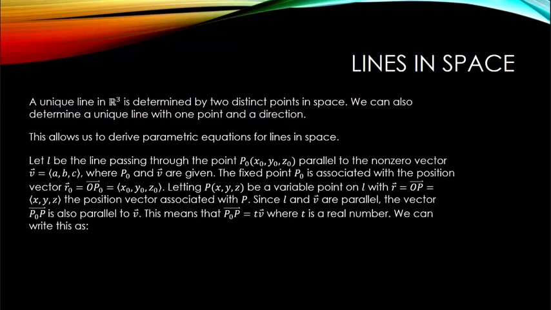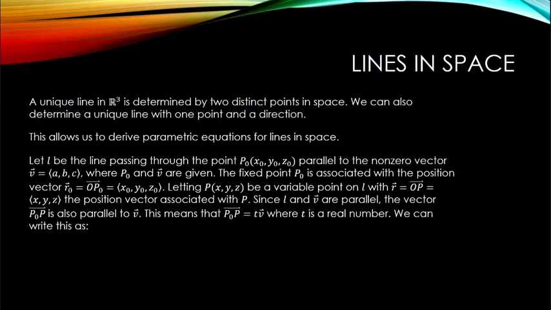I'm going to let a second point, P, defined by the coordinates x, y, z, be a variable point on the line L, with the vector r equal to the vector OP, which is equal to the component vector x, y, z. This is a position vector that's associated with the point P in space. Now, since my line L and my vector V are parallel, the vector P sub 0 P is also going to be parallel to the vector V.